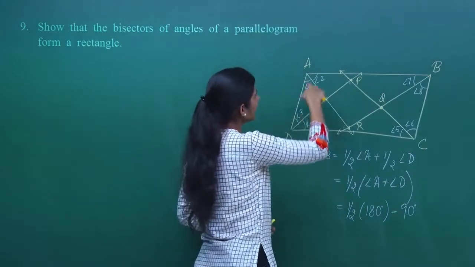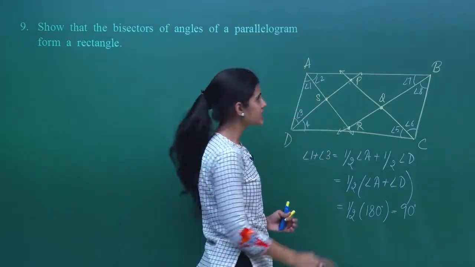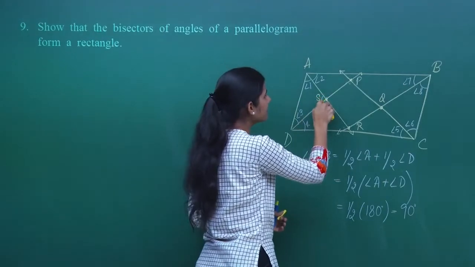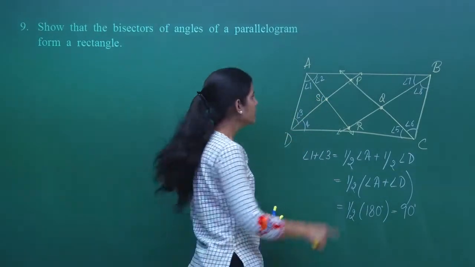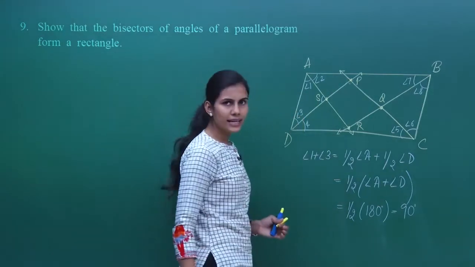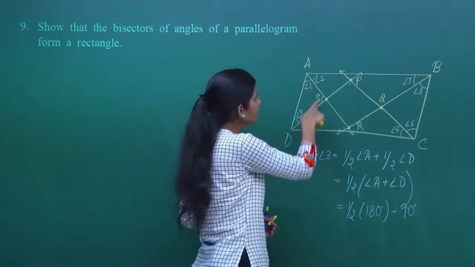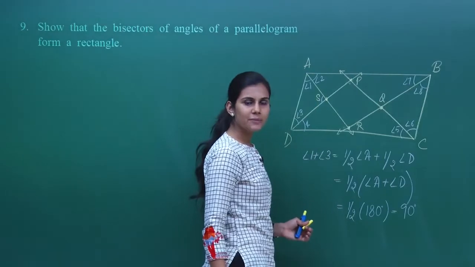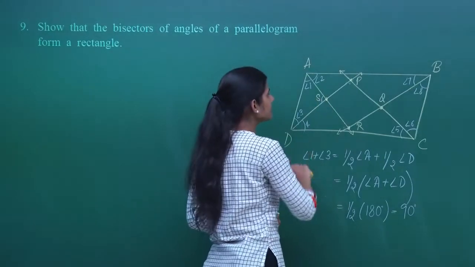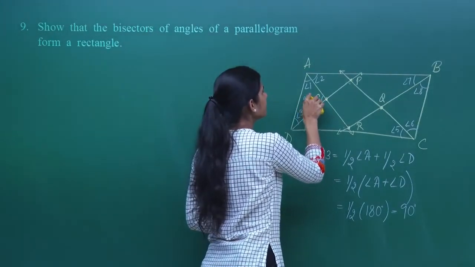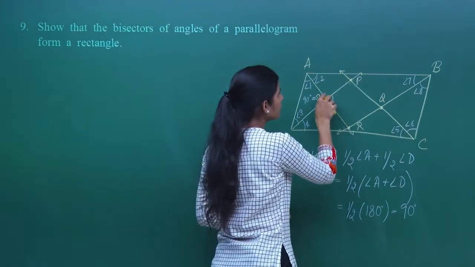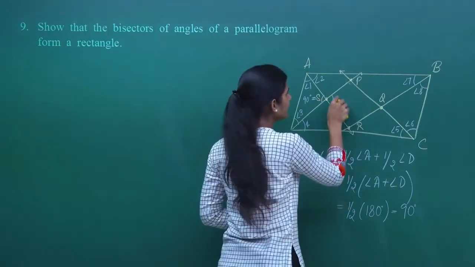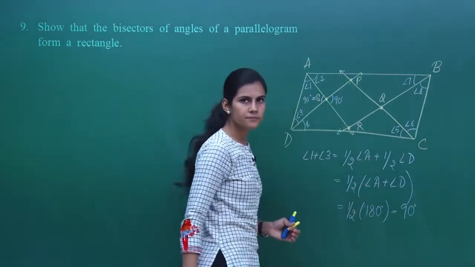In the triangle ASD, angle 1 plus this angle at S plus angle 3 is 180 by angle sum property. So angle 1 plus angle 3 plus this angle at S is 180. So what is this angle at S? 180 minus 90, which is 90. So this angle is coming out to be 90. But this angle and this angle, they are all vertically opposite angles. So even this angle will be 90.